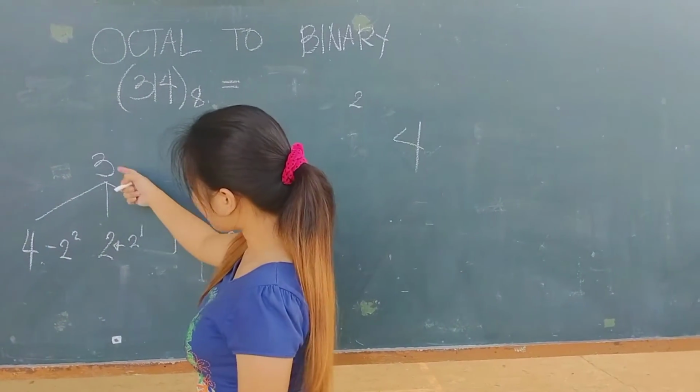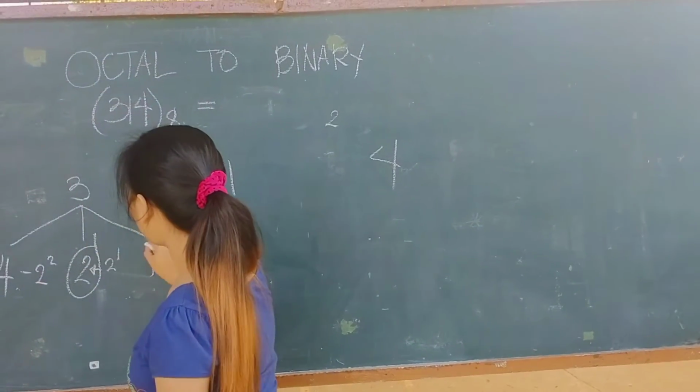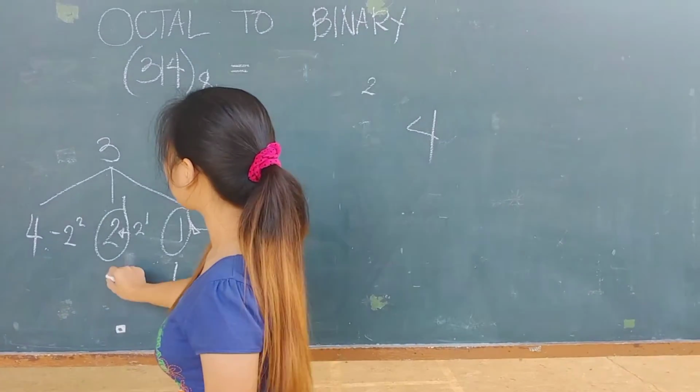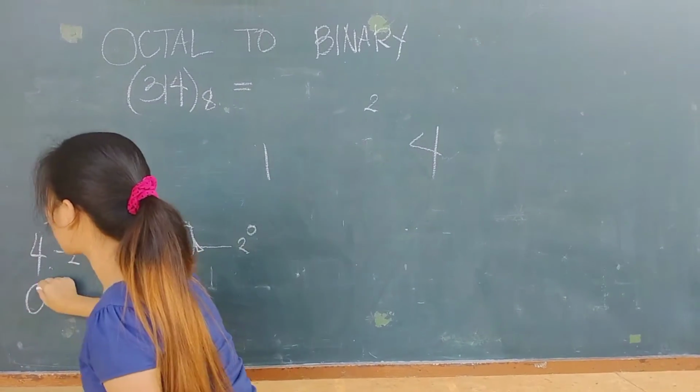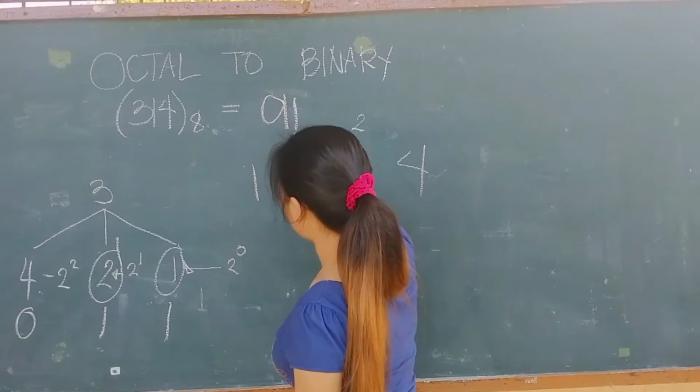So, the octal digit 3. We pick 2 plus 1, which is equal to 3. Therefore, the binary is 1, 1, 0 reading it one way, so the answer is 0, 1, 1.